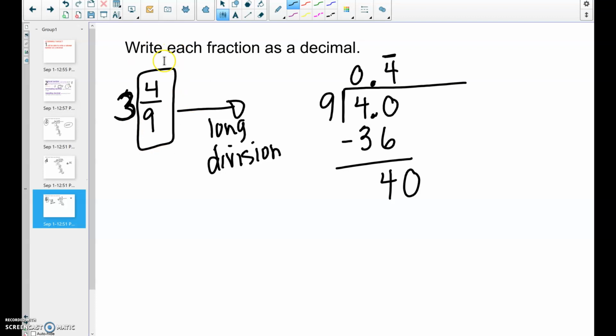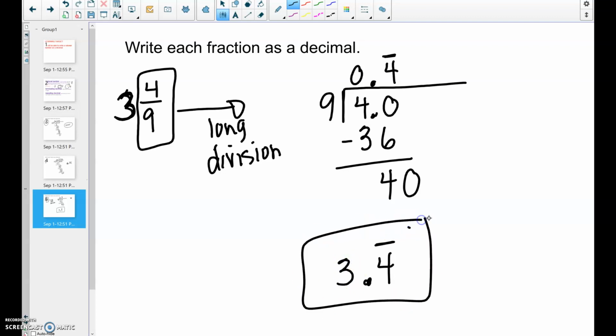So the 4/9, doing long division, we get a repeating decimal of 0.4 repeating. But remember, this whole number was 3 4/9, so I need to make sure I put that 3 in front, and so this 3.4 repeating is that fraction as a decimal.